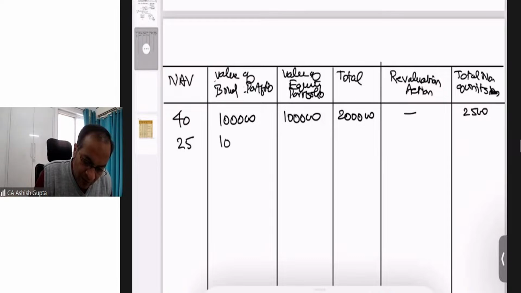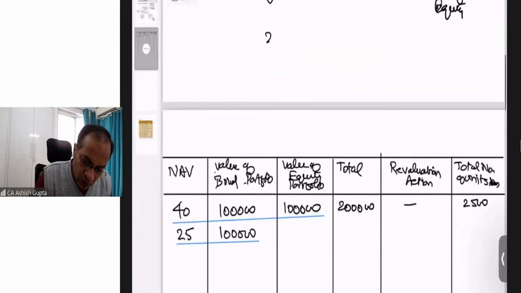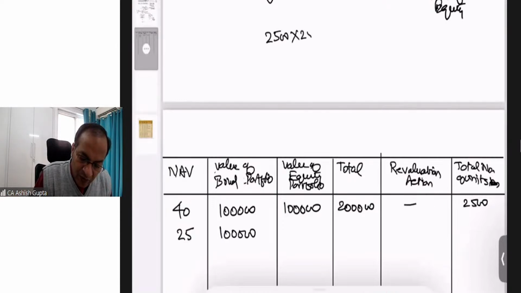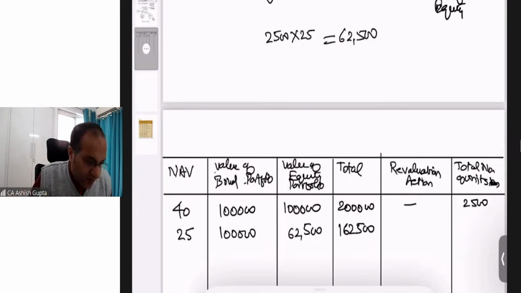The value of the bond portfolio will not change with a change in price. However, 2500 units are there, and their price has come to 25. So the amount is 62,500. So the equity value will be this much, and the total is 1,62,500.